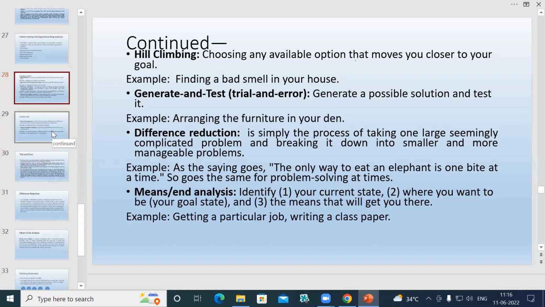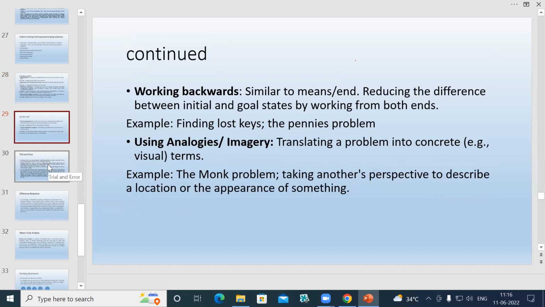Okay, suppose an example is given here. You have applied for a job, then to get that particular job you have to pass a particular exam. So writing a class paper and getting a particular job, this is the means-end analysis example given here. Next slide, please.